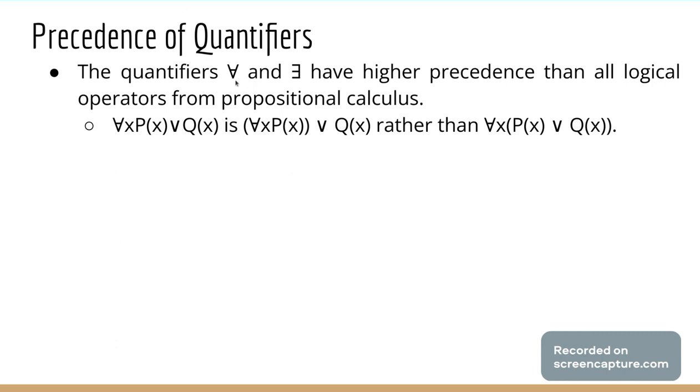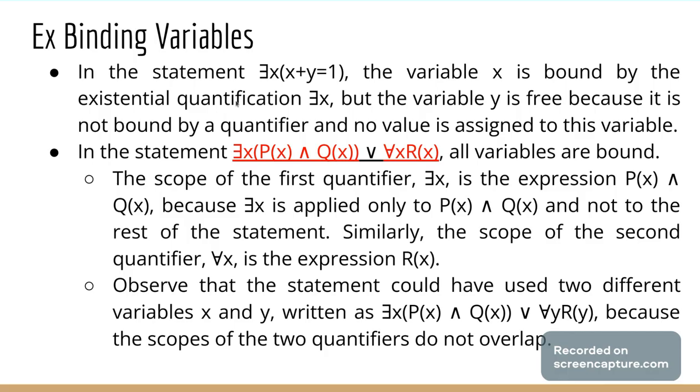So let's look at precedences. The quantifiers have highest precedence. So before doing an and or an or anything else, we should do for all and there exists. Now let's look at binding variables. Binding variables means, if I say for all x, then x is bound to that particular predicate statement. That is called the binding.